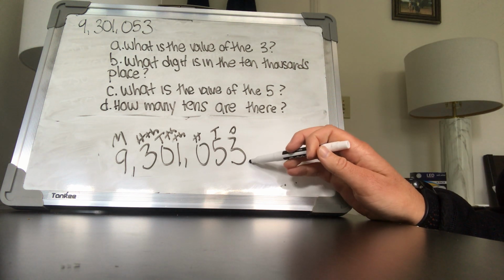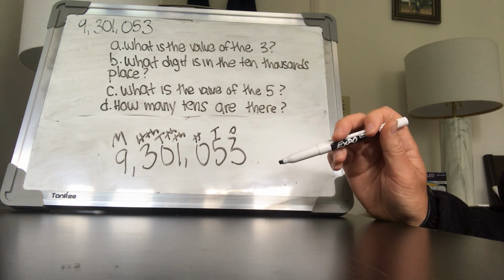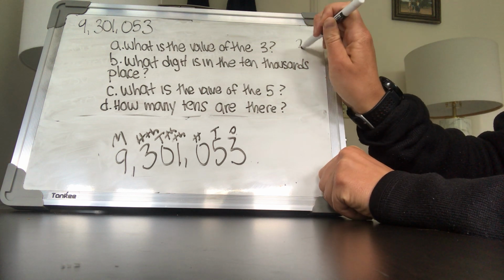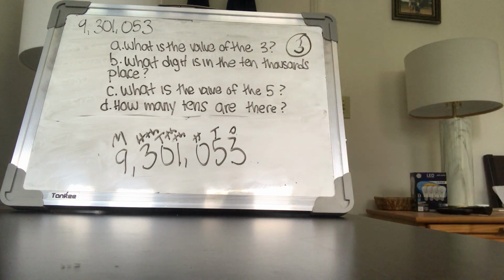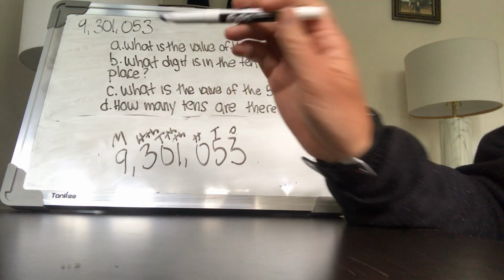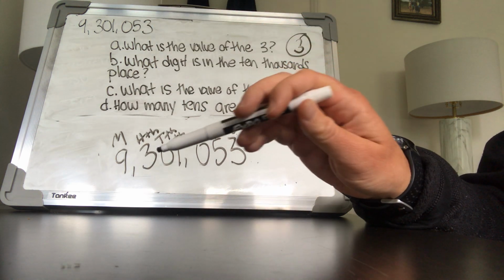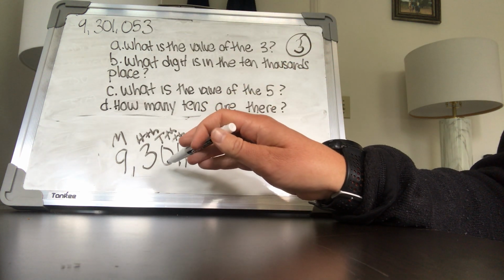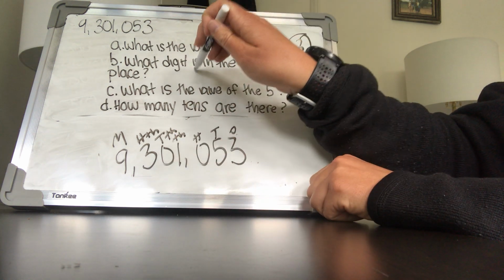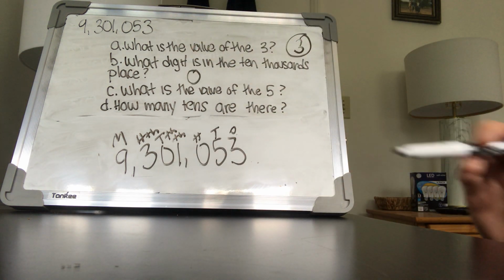So I'm going to head over to the 3. Oh, it's in the ones place. So that means there's 3 ones. My answer is simply 3. Easy peasy. B says, what digit is in the 10,000s place? I've already labeled it, so I can just check right here. 0 is in the 10,000s place.